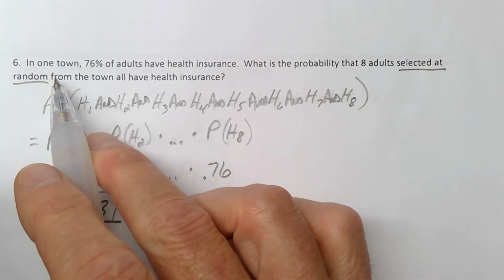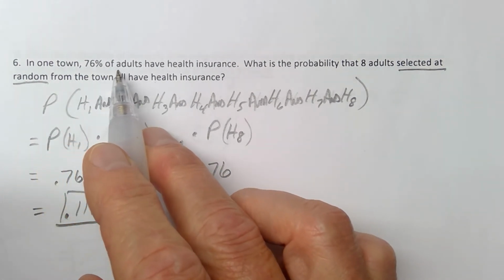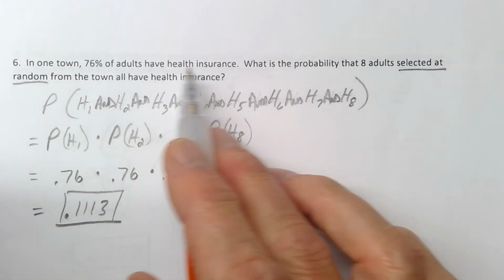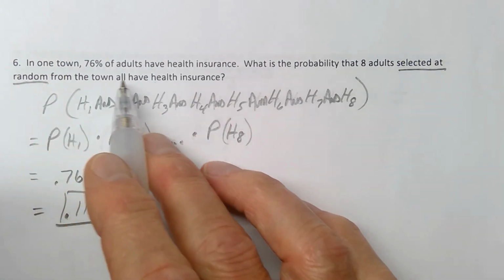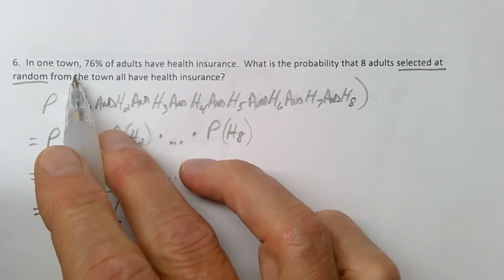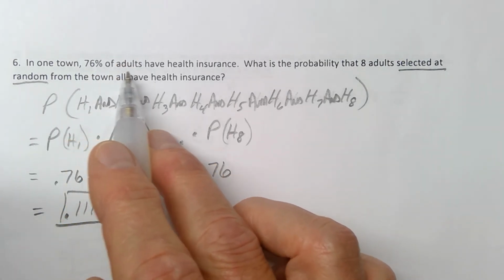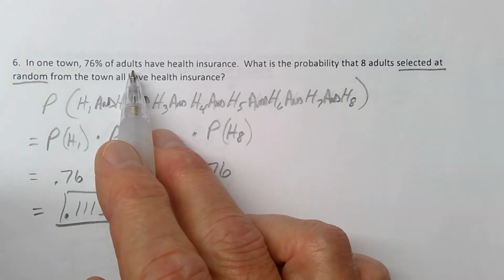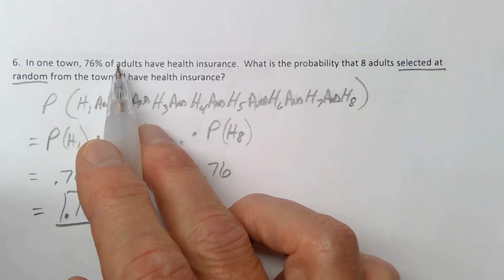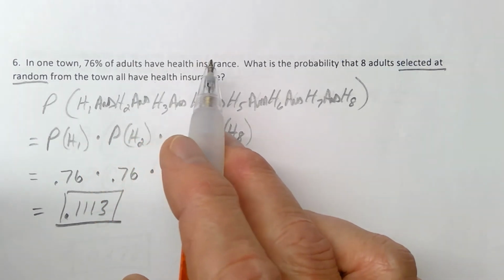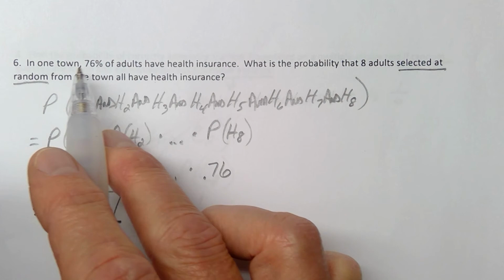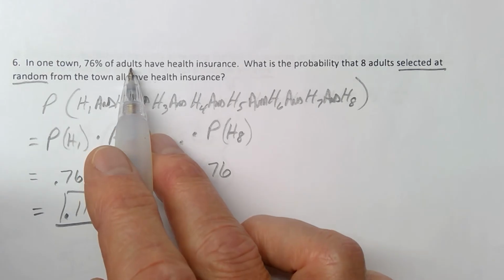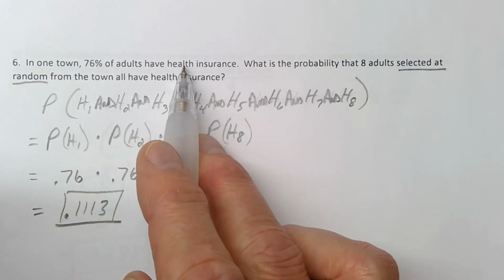All right, I'm going to do one more problem with you here. Now, in one town, it says 76% of the adults have health insurance. What's the probability 8 adults, selected at random from the town, all have health insurance? Now notice this is a different kind of problem. They didn't tell us how many total adults we have in the town. It's not like the deck of cards where we had 52 cards total. And it's not like the coil problem where we had 100 coils in the box. All they're telling us is that in this town, there could be 1,000 people there. There could be 10,000. We don't know how many adults, but we know that 76% of them have health insurance.